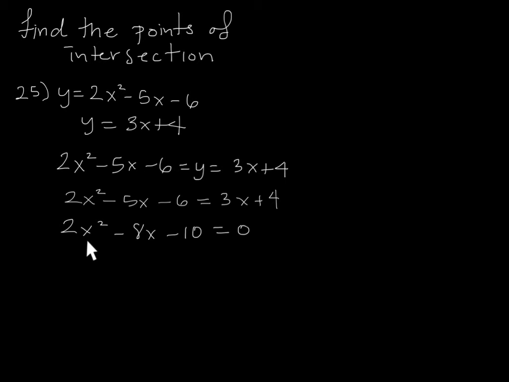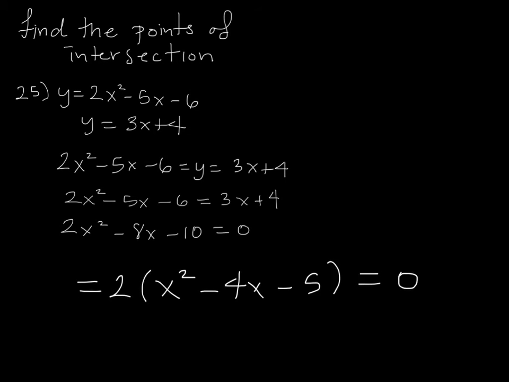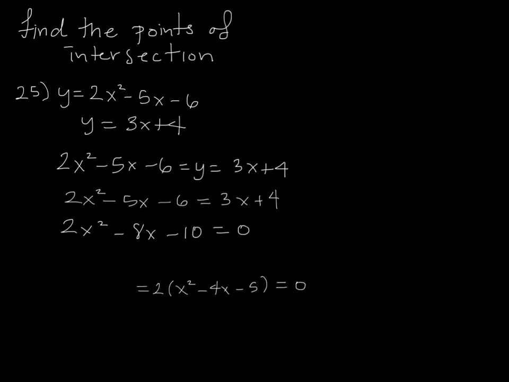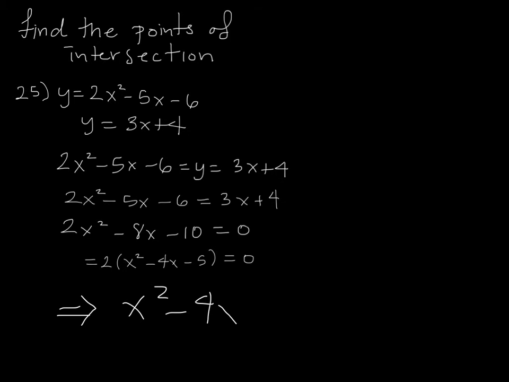I'm going to notice that there's a 2 that divides this term, and a 2 that divides this term, and a 2 that divides this term. So I'm going to factor the left to be 2 times the quantity x squared minus 4x minus 5, and that should all equal 0. And this is nice because I can now divide both of these sides by 2. When I divide this side by 2, the 2 will disappear, and when I divide this side by 2, I'll just end up with a 0 there. So I've got x squared minus 4x minus 5 equals 0.